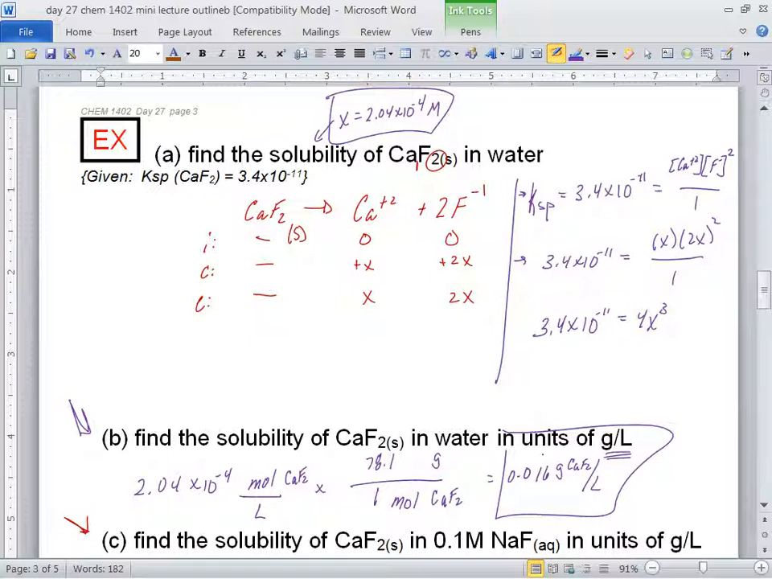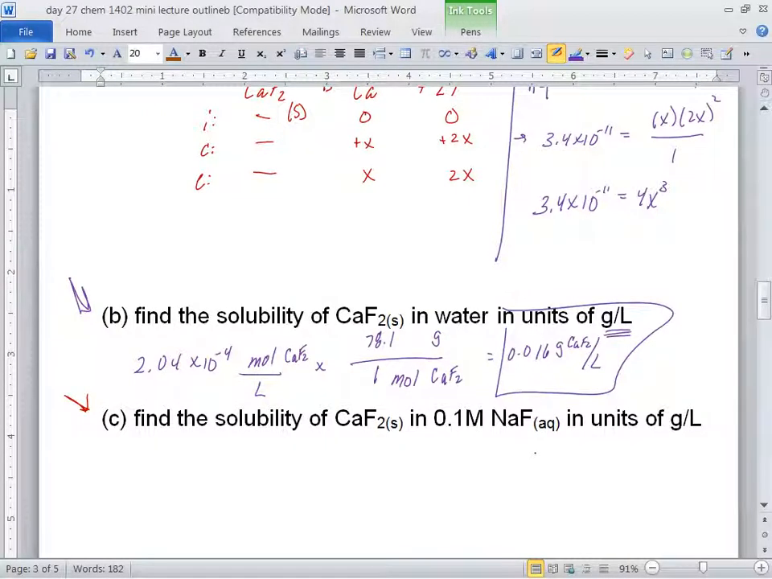So Andrea, look at this part. This is just typical homework, what's coming. They have you go through all this work, and then they change the question. Find the solubility of calcium fluoride in 0.1 molar sodium fluoride in units of grams per liter. What would you do? They want solubility, so solubility is the ICE table. You've got to do it all again.